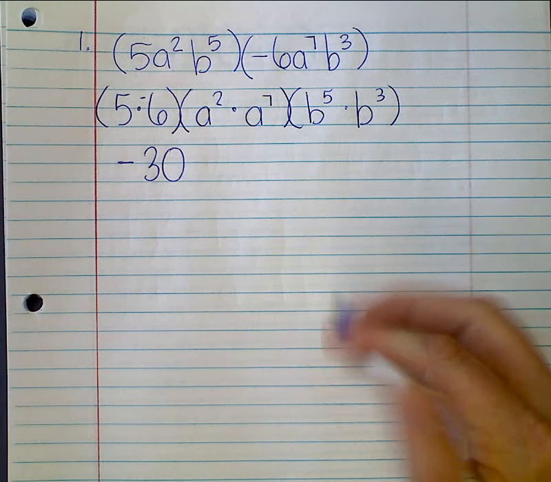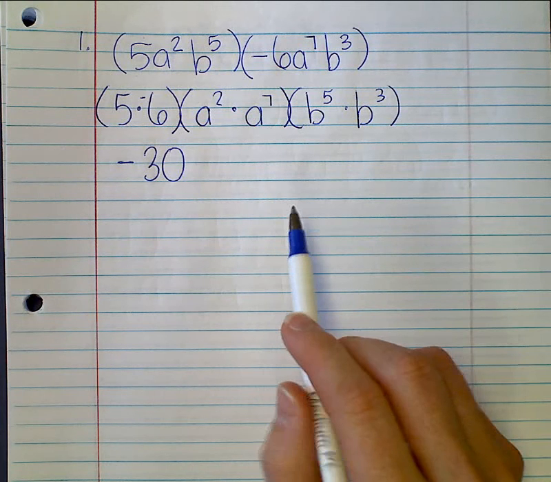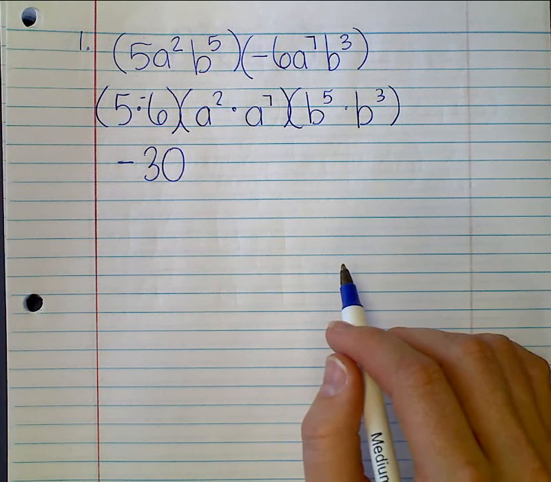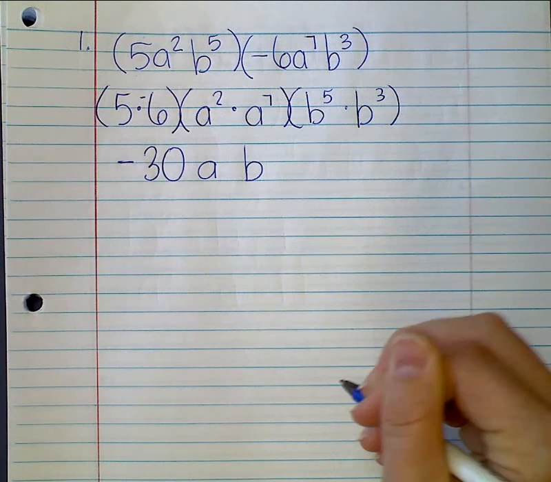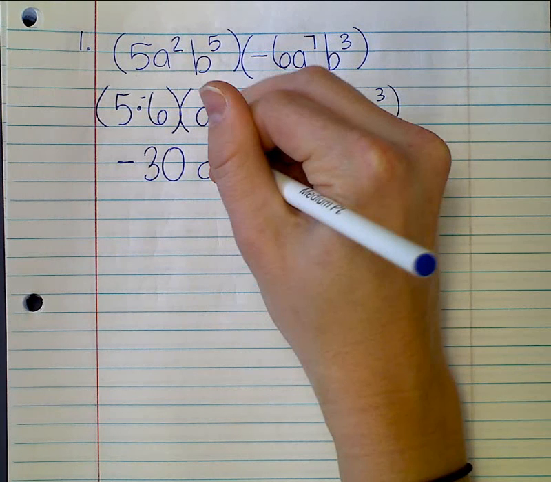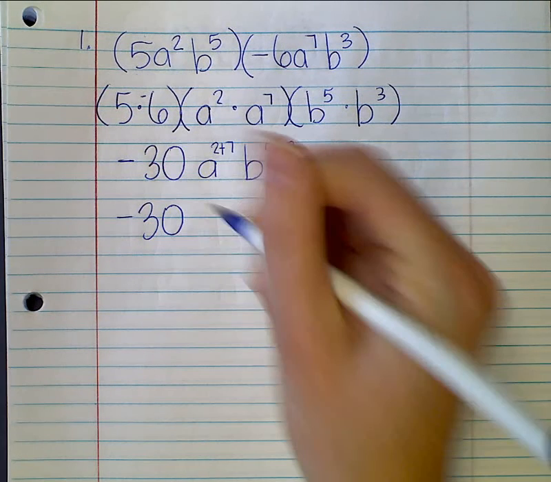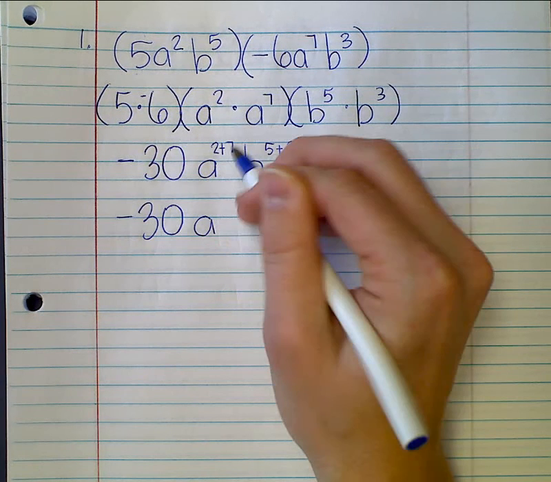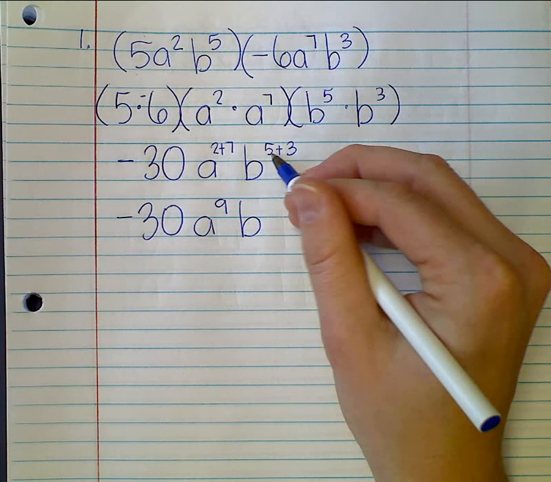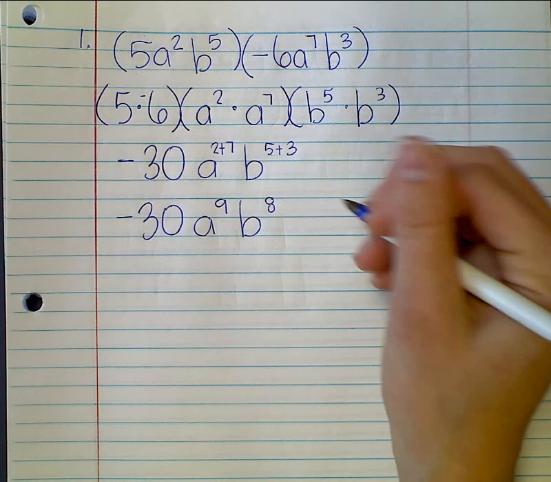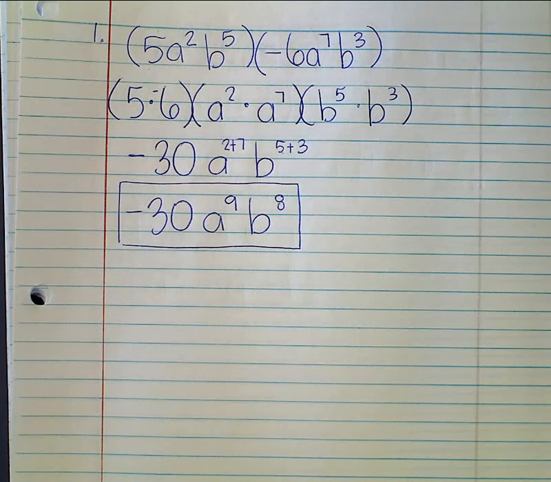We are multiplying like bases here with our a's and our b's. So our rule is to keep base, add exponents. Your bases are a and b. We're going to add our exponents. For a, 2 plus 7 is 9. For b, 5 plus 3 is 8. So your solution is negative 30, a to the 9th power, b to the 8th power.